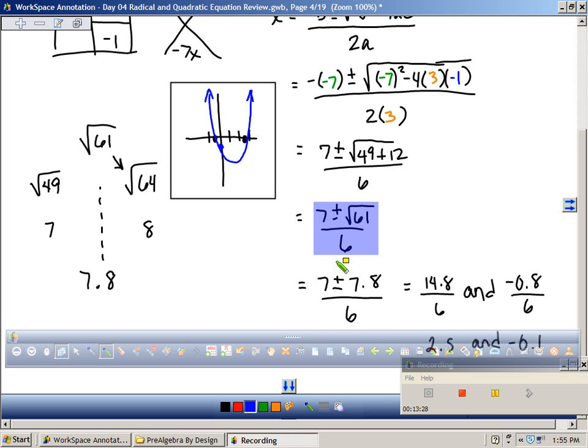Yes? If we're avoiding calculators, what do we do for logarithms? You can't avoid calculators for logarithms unless you want to use an old school table.